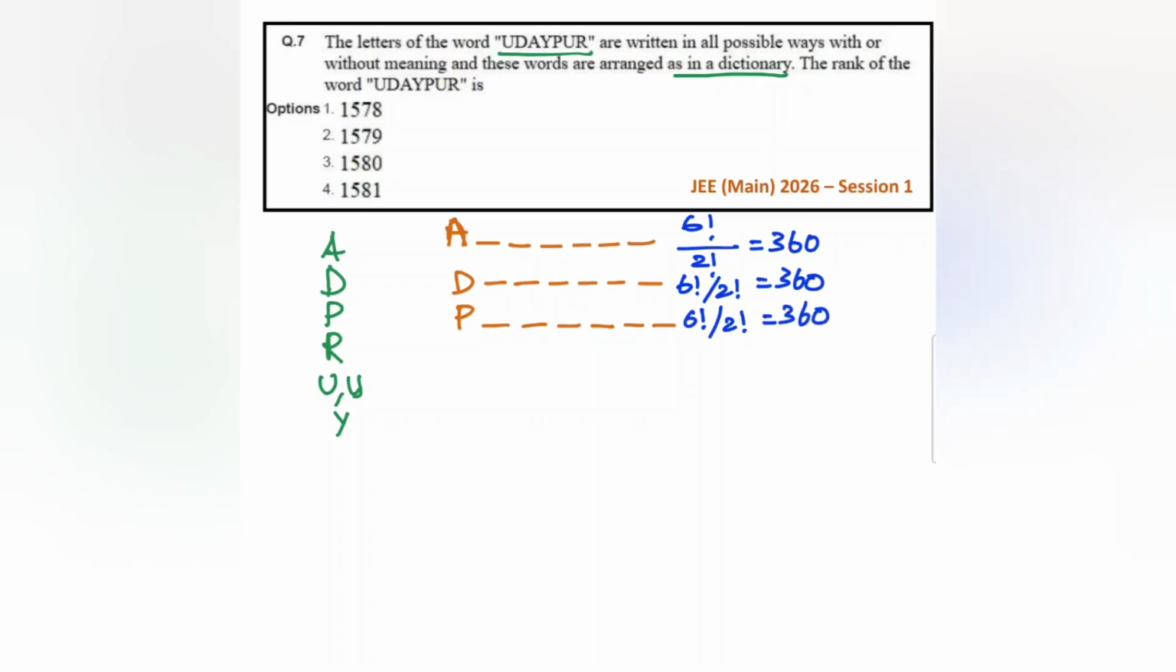After P, again R. So starting with R, 1, 2, 3, 4, 5, 6, 6 factorial by 2 factorial, which is nothing but 360. After R comes U. It's a very important one. After R comes U. But please remember, we are looking for the word Udaipur. So the first letter is U, and here also we got U.